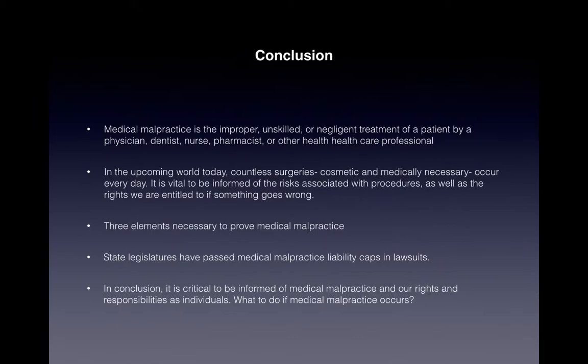Medical malpractice is the improper, unskilled, or negligent treatment of a patient by a physician, dentist, nurse, pharmacist, or other healthcare professional. There are 3 elements necessary to prove medical malpractice. These elements are a violation of care, an injury caused by negligence, and an injury that resulted in significant damages. In the world today, countless surgeries, both cosmetic and medically necessary, occur every day. It is vital to be informed of the risks associated with procedures, as well as the rights we are entitled to if something goes wrong.